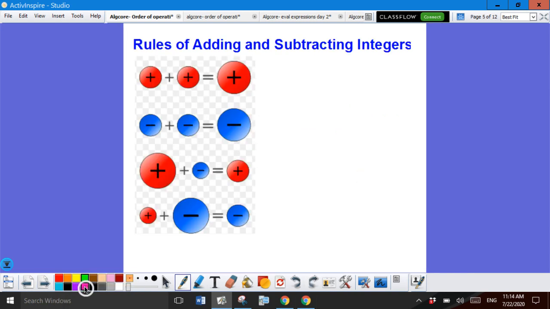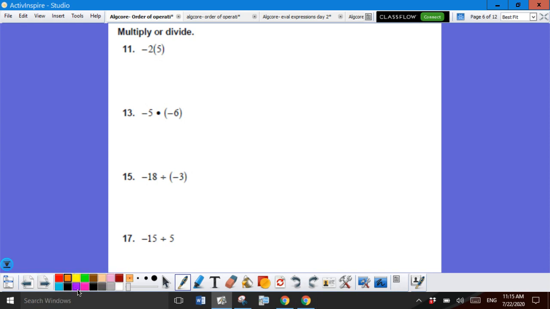Okay, so here's the rules for adding and subtracting. Obviously, if I have 2 positives, it's a positive. If I have 2 negatives I'm adding, it's a negative. But if the positive number is bigger than the negative number, so for example, 5 plus a negative 2, my answer is going to be a positive 3 because this number is bigger, okay? Same thing happens if I switch those and I have a 2 plus a negative 5. This is the bigger number. So notice how the sign holds, okay? The sign holds.